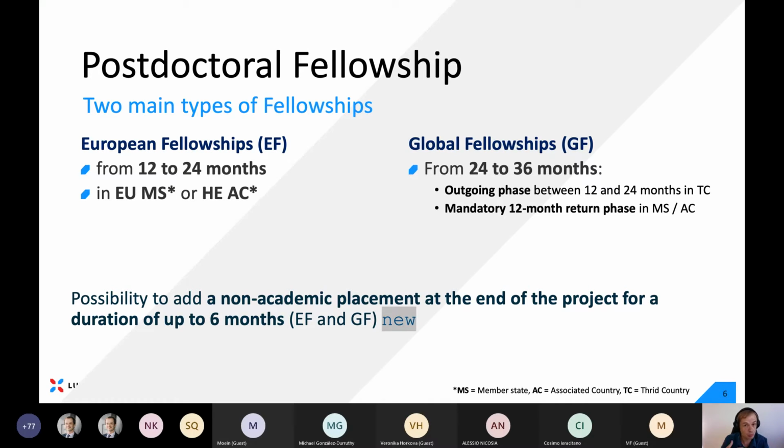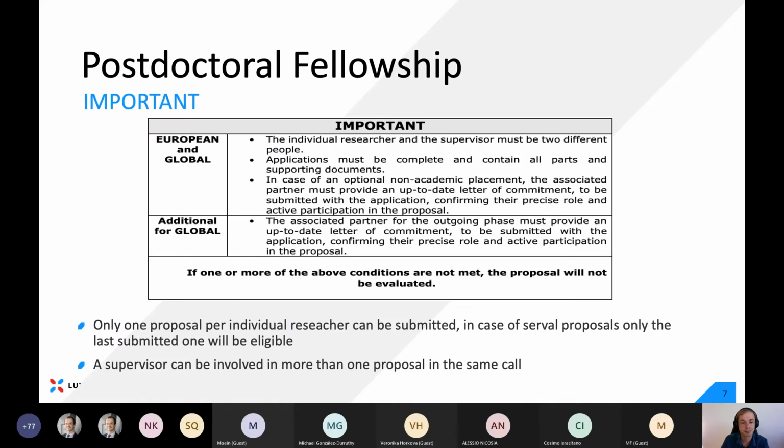And it needs to make sense in terms of your career development, but also in terms of your project. And this is new, so none of us have a lot of experience with this. So I think this will be a learning experience for all of us.